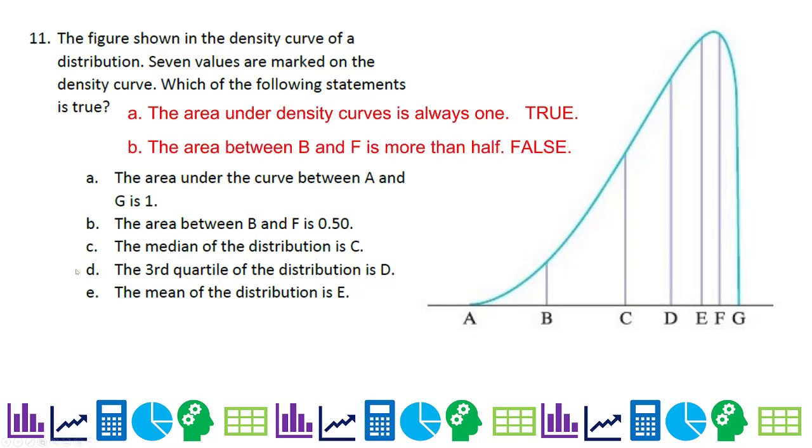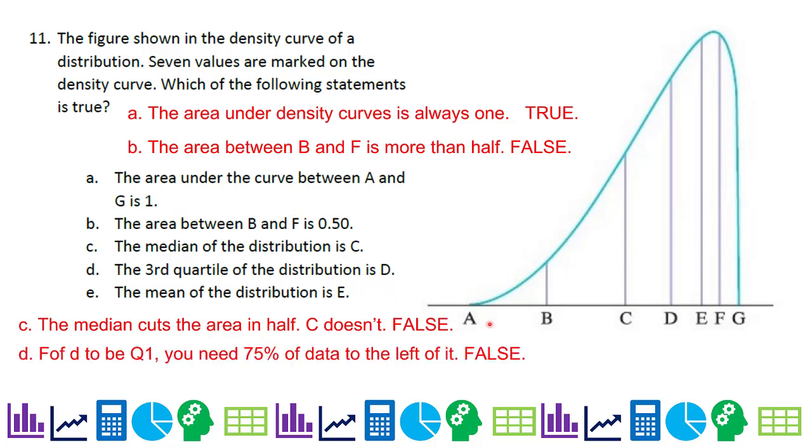The area between, let me get my laser again. So the area between B and F, there's B and F, that looks like it's more than half. So I'm going to say that is not true. The median says the median of the distribution is C. Well, it should cut the area in half, not the width in half, but the area. And you can see if I cut this in 2 parts here, I've got all this over here. So that's definitely not it.